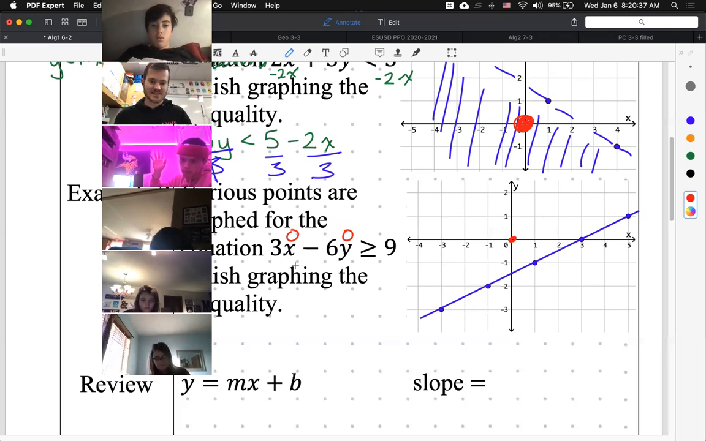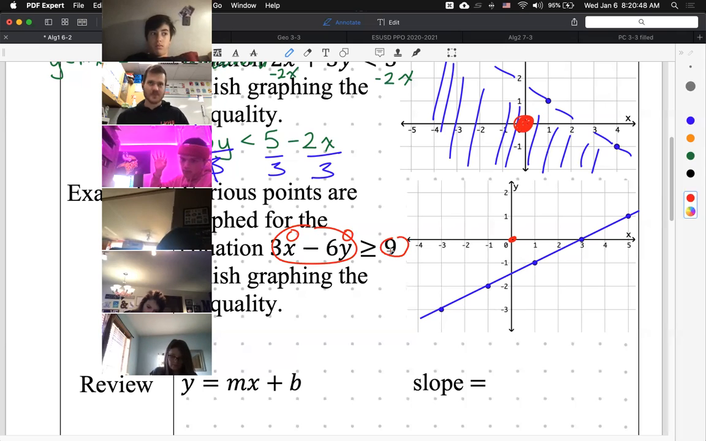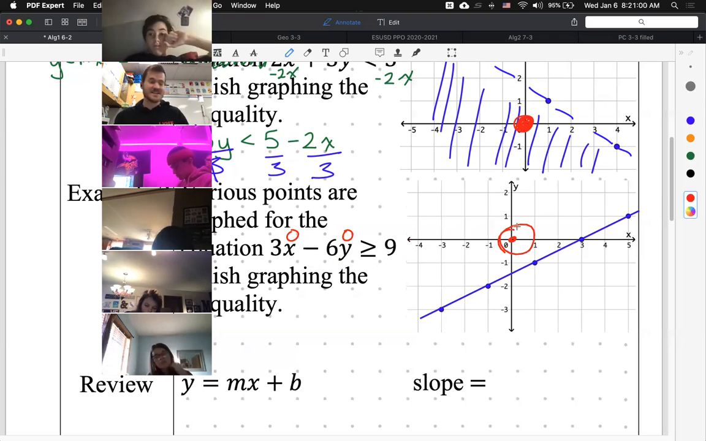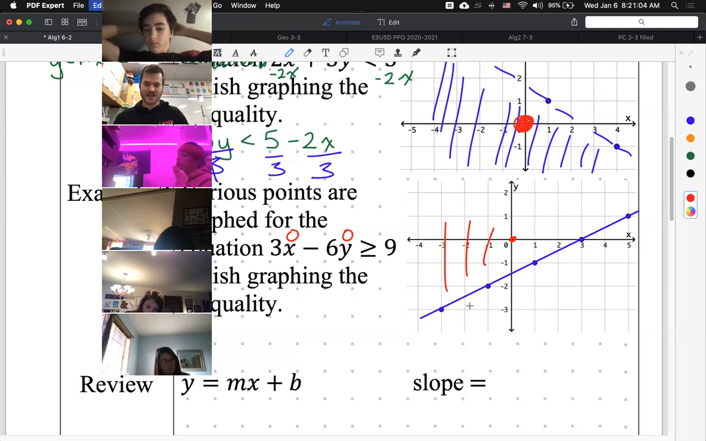If that left-hand side is 0, the question for you now is: is 0 greater than or equal to 9? You should start nodding your head one way or the other, nice and vigorous. Okay, good. No, it's not. That means this is not a solution, and I cannot shade up, I shade down.